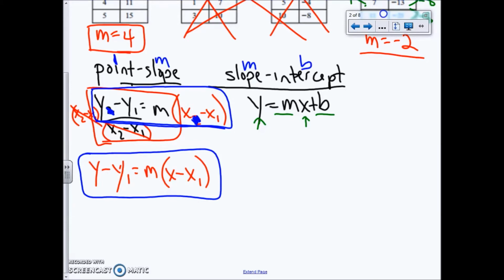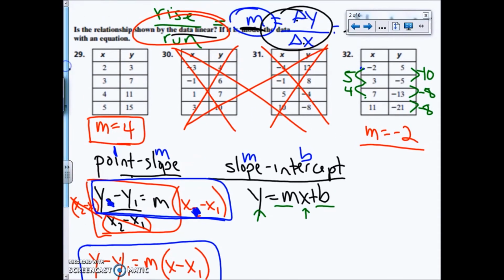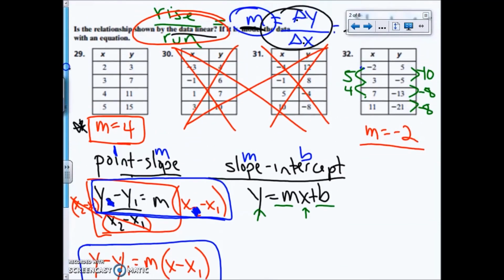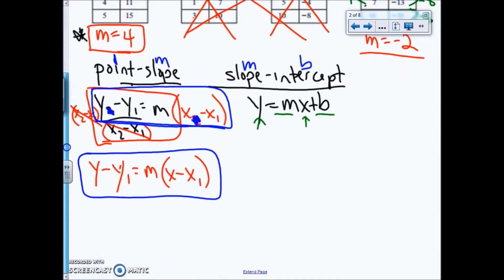And that's the beauty of seeing a table: in this line, how many points did they give us? 4. We have a choice. Here we need only 1 point and our slope. We already found the slope here, and we already found the slope there. Now we just need to pick a point. Does it matter which one we do? No, but let's do a couple just to verify. So we're going to start with point slope form. We know our m is 4.